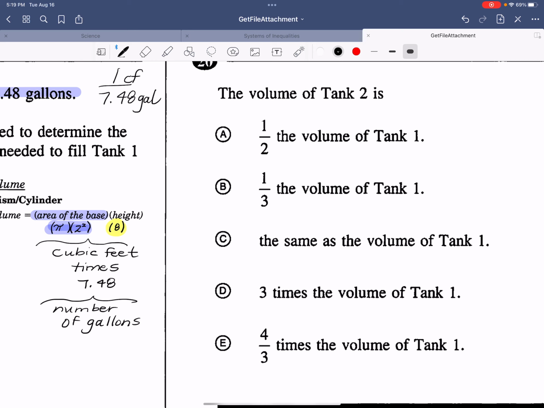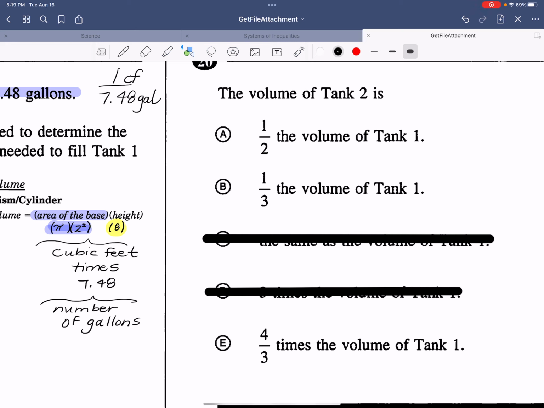Well, I can eliminate C right off the bat because they're not the same. I can eliminate D because it's saying it's 3 times the volume of tank 1, and it's not. Tank 1 is bigger, so D is not true, nor is E, because remember, an improper fraction, the 4/3 is going to be 1 1/3, which still says it's bigger, and tank 2 is not bigger. So I can eliminate 3 of these just by common sense.